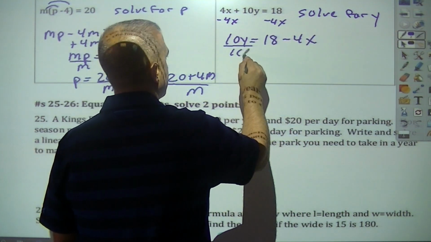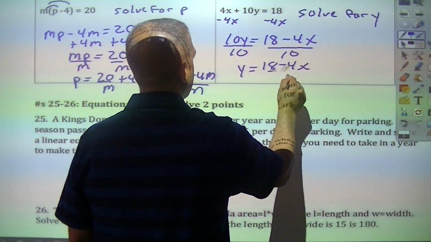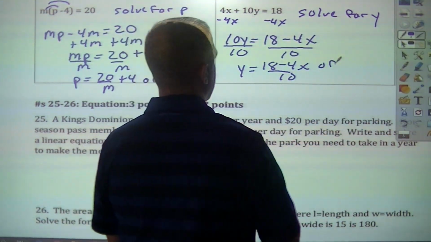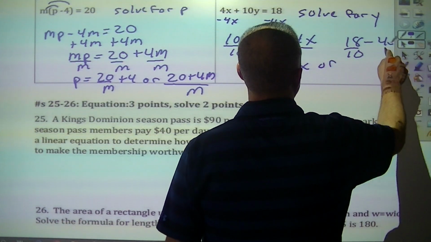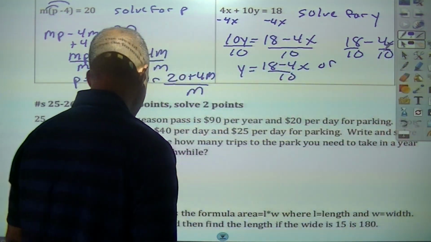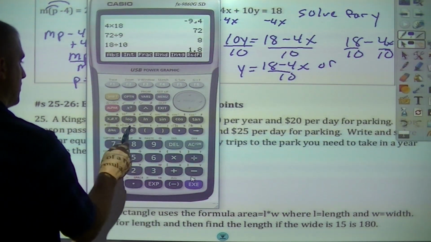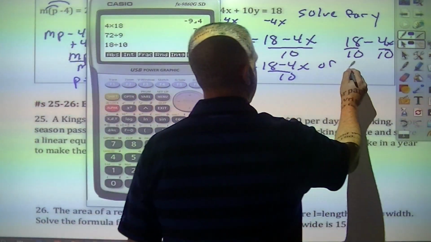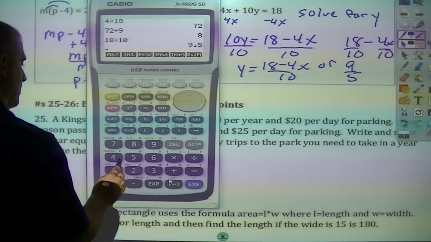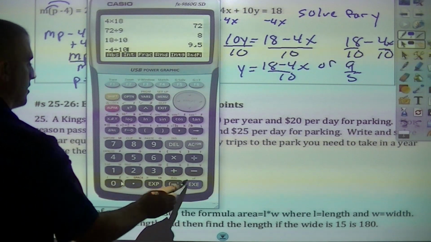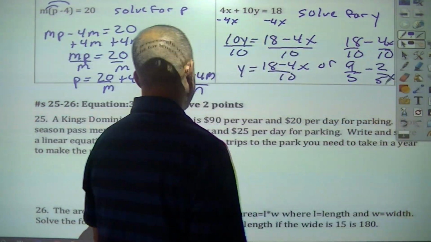And I would divide by 10. You can divide the whole thing. Okay? Or, okay, you can divide the individual parts by 10. Okay? And what would happen there, all right, let's use the fractions. That'd be 9/5 and -2/5 x. Either answer is acceptable.